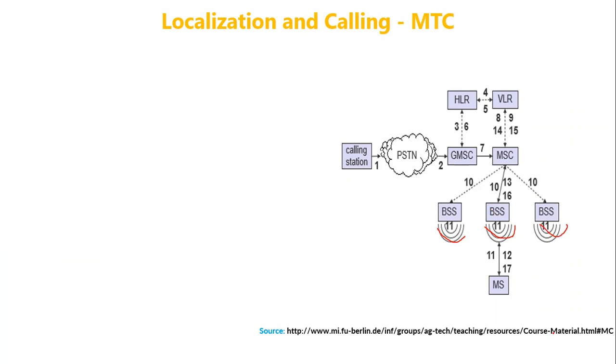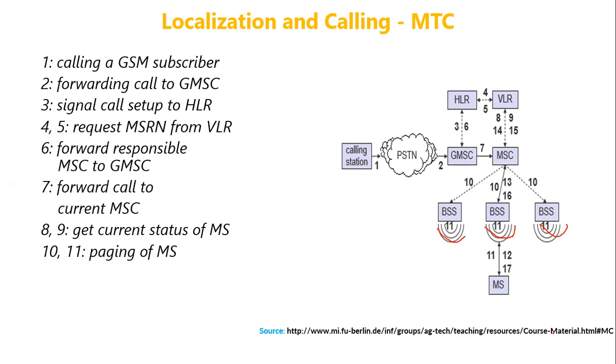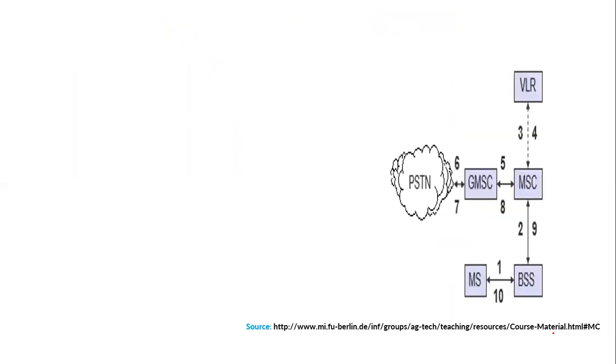Paging is to locate the mobile station. Because if the mobile station is not used, then it will get into sleep mode to save the battery. Then to identify the device, this paging information is required so that the device can be identified. So that is the reason.